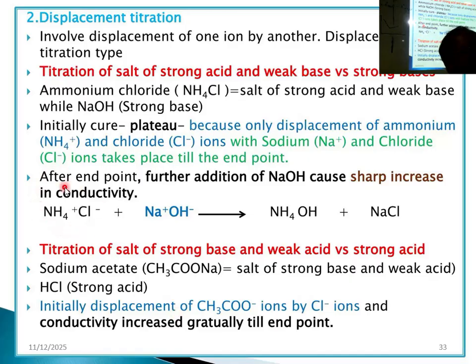This is ammonium chloride, with high conductance. You are adding sodium hydroxide, so the conductance at the beginning is high. More and more ammonium hydroxide is formed, which is less ionized, so there will be a continuous fall at the beginning. After the neutralization, the plot will be more or less parallel to the x-axis.